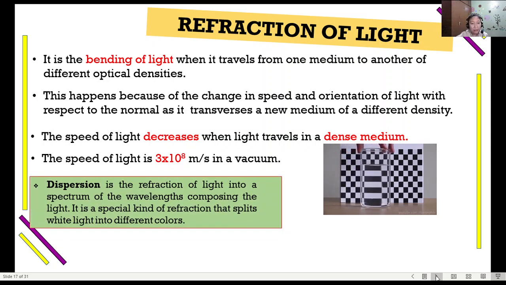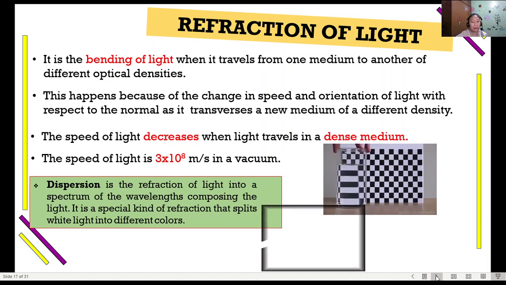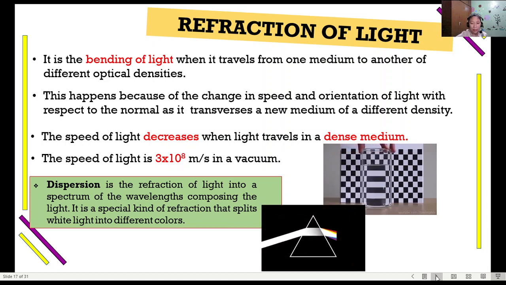So, in case of the prism kanina, yung white light then nag-turn into 7 bands of colors, the ROYGBIV. Dispersion naman yung tawag doon. So, dispersion is the refraction of light into a spectrum of wavelengths composing the light. This is a special kind of refraction that splits white light into different colors. So, naglalabas siya ng color spectrum. So, ito yung example niya.